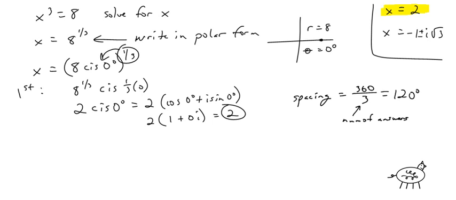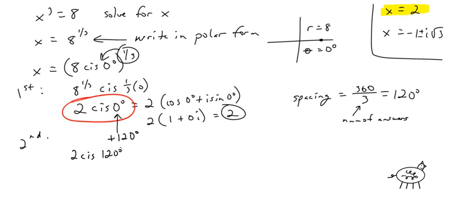So what I'm going to do, and this is really important, is for my second answer, I am going to take this 2 cis 0 degrees, and I'm going to add 120 degrees to the 0 degrees. That's what you're going to do with that spacing. You're always going to add that to the first answer, and then you're going to add 120 to the next answer, etc., until we have three answers. So you're going to say 2 cis 120. That's actually our second answer. That's in polar form. In rectangular form, it's 2 times cosine of 120 plus i sine of 120.